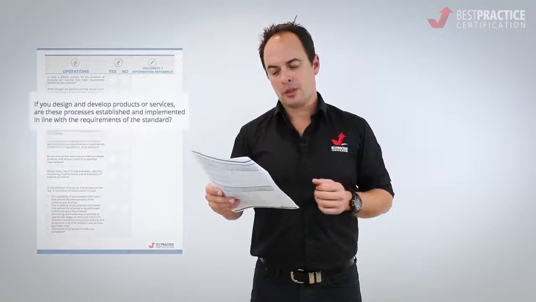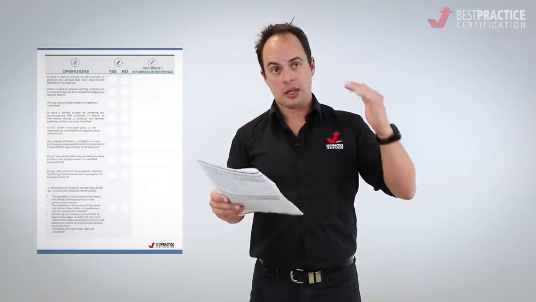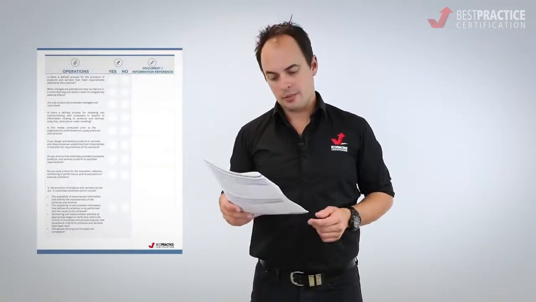If you design and develop products and services, are these processes established and implemented in line with requirements of the standard? Now the standard has got some elements to go through to do design, where it talks about if you're customizing. Now if you're an architect or an engineer or a specific designer, interior designer, have you got a process to go through to check as you go through each of those phases that your design doesn't drift off track and not provide for the customer's requirements or the customer's brief?